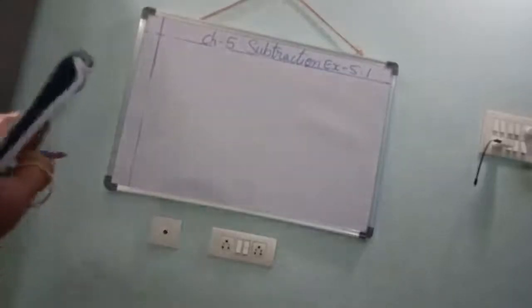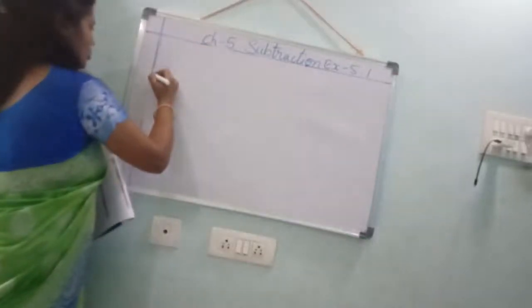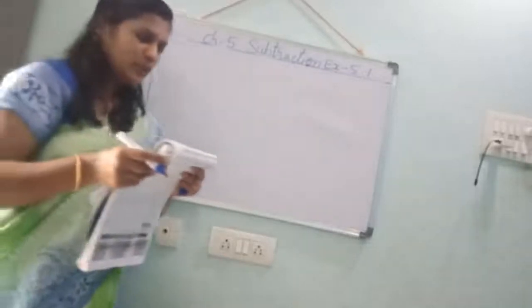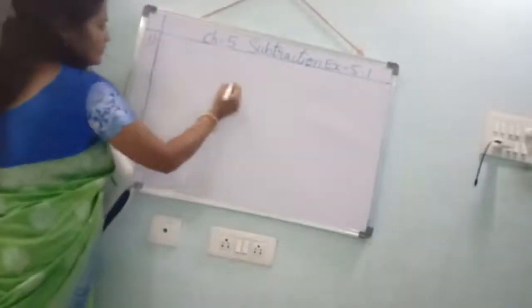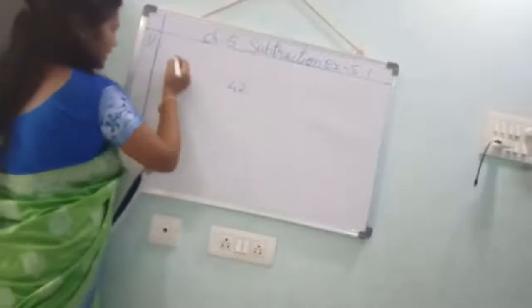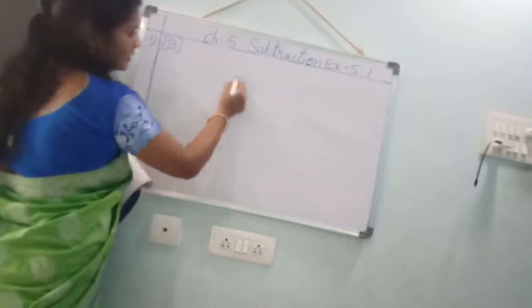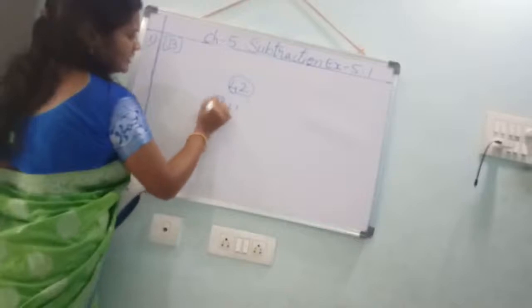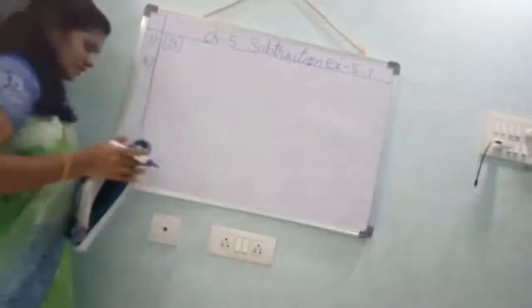Children, everyone open your workbook. See chapter number 5, subtraction. Open everyone your workbook. Rounding of 42 to the nearest tens, we get, 42 nearest, what we will get, ma? 40, so B is the answer. See, 42 nearest means what? 40. So 40 is the answer. Understood, children? Next. Second one.